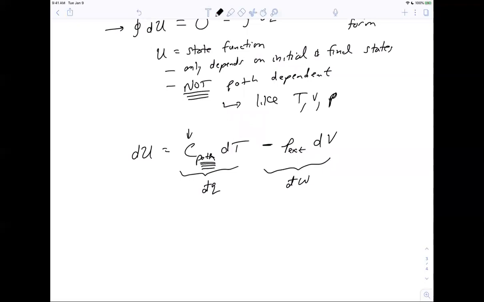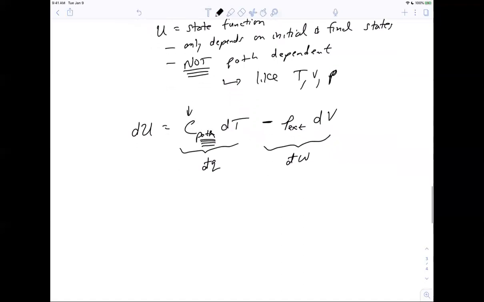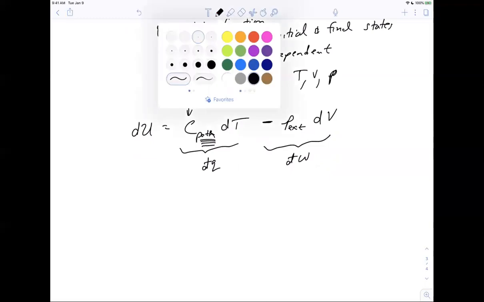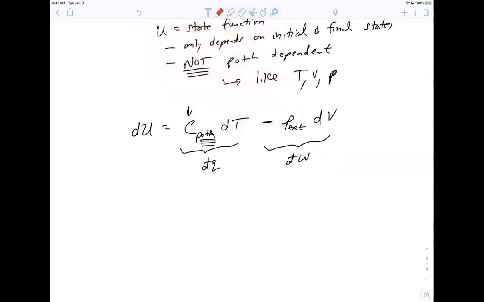And then we have minus P external dV for the work. And that we've seen so much now that it should be pretty straightforward.